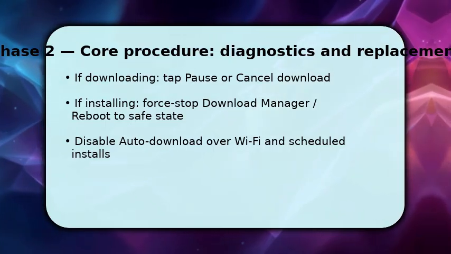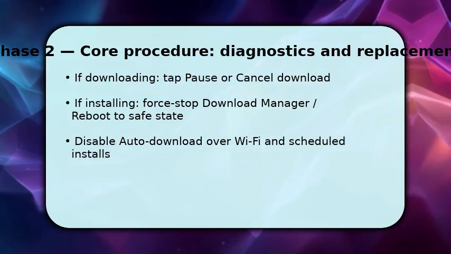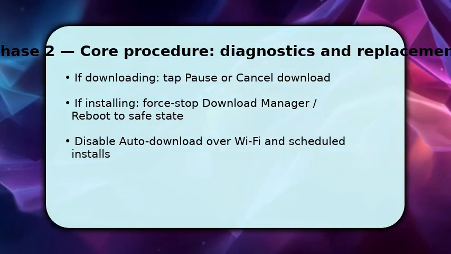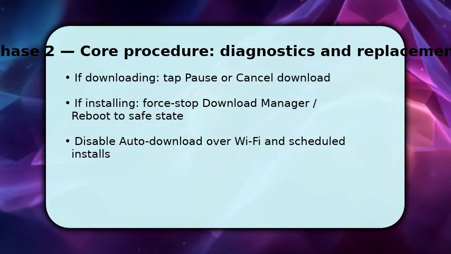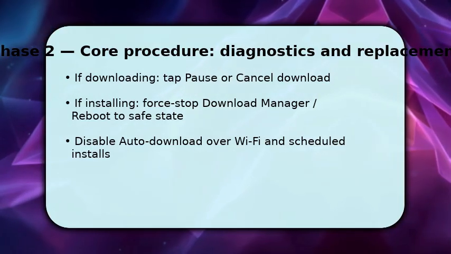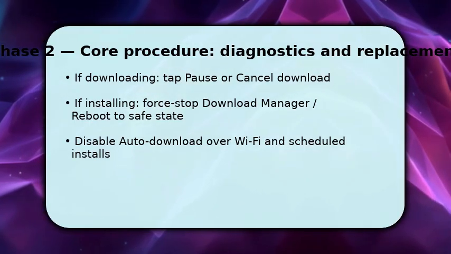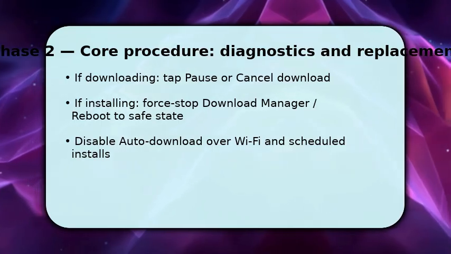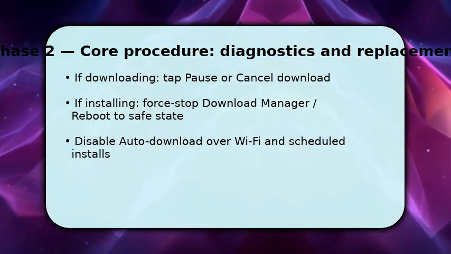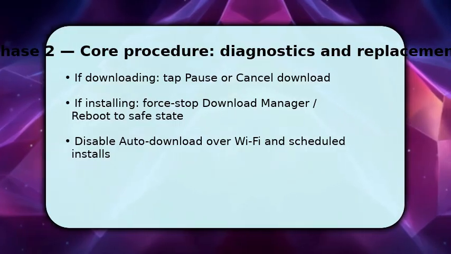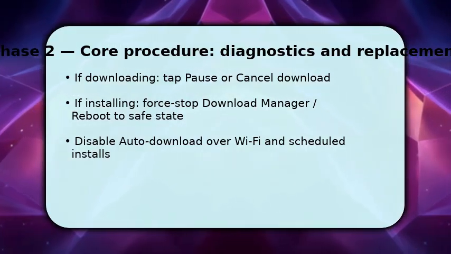For installs that already started, you can try Force Stop on Download Manager and Software Update in App Settings, then reboot. This prevents the installer from resuming. Also go to Software Update, Auto Download over Wi-Fi, and turn it off. Then check Scheduled Updates and disable any set times so the phone won't restart later. Make sure to monitor for residual update notifications.